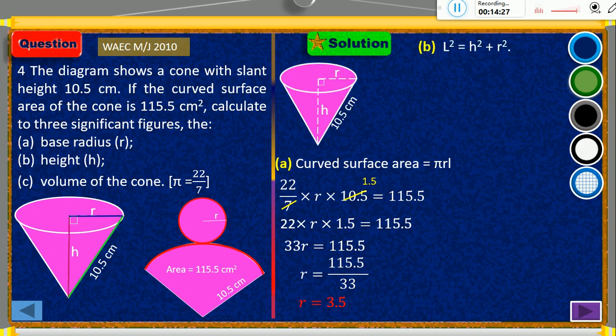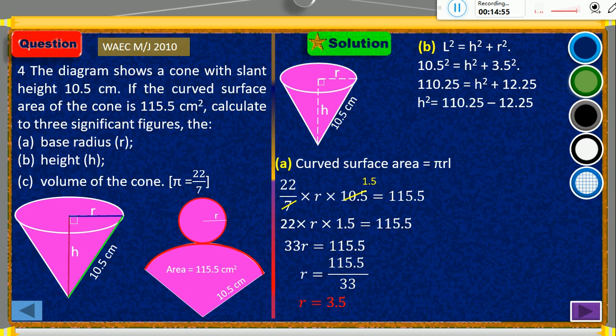Now that's the cone. Now you can see the animation there showing the relationship between the height, the radius of the base, and the slant height of the cone. And the formula there says that the slant height squared is equal to height squared plus the radius of the base squared. Make direct substitution and then simplify. Make h the subject, or h squared the subject.